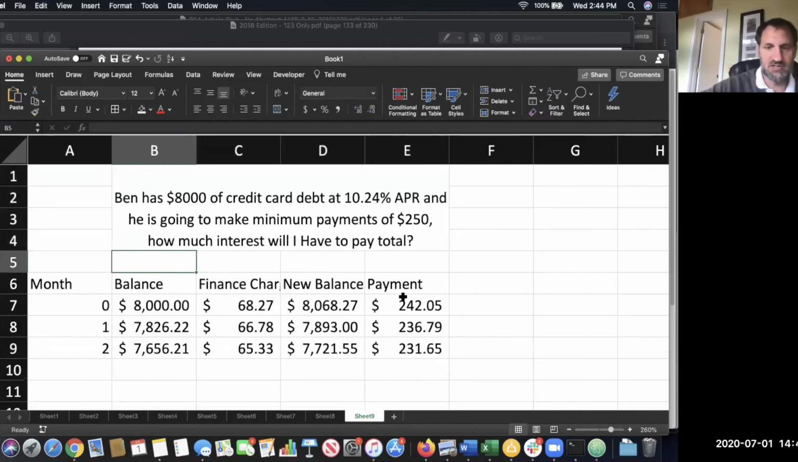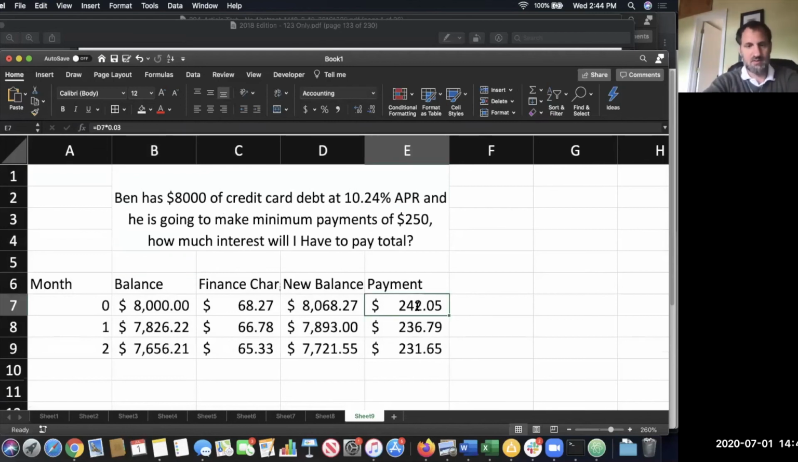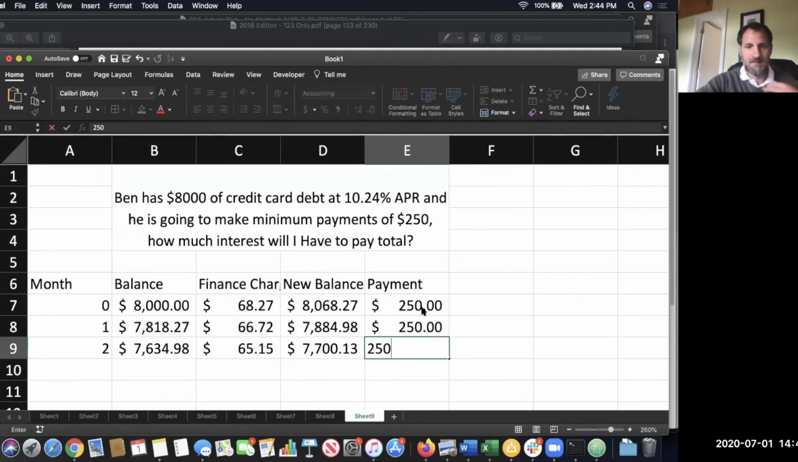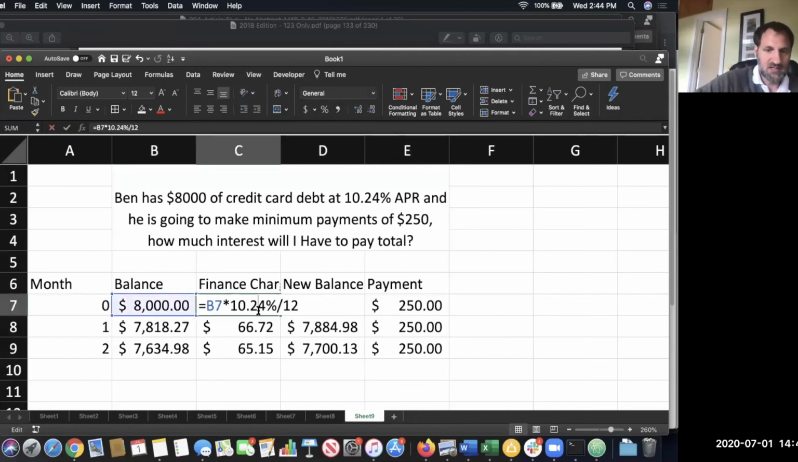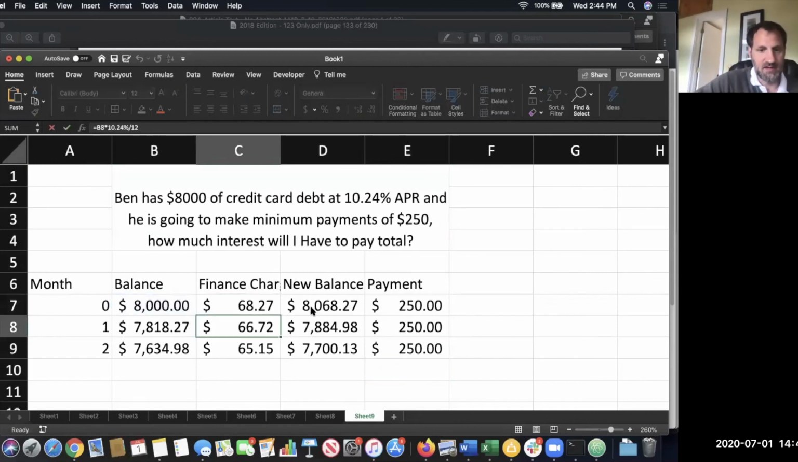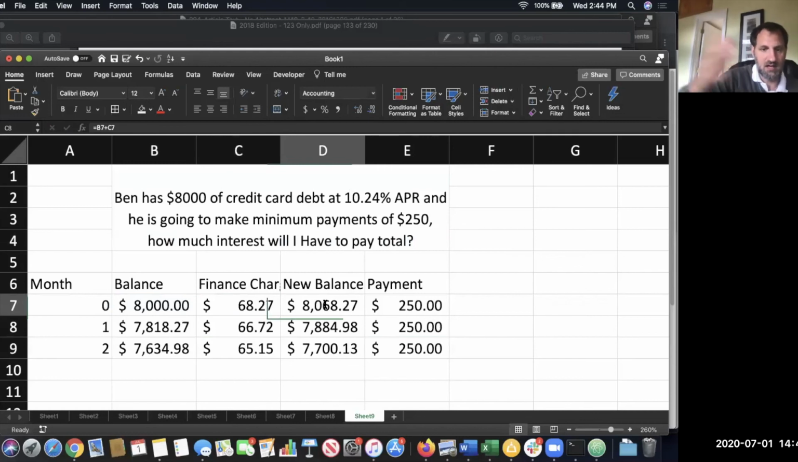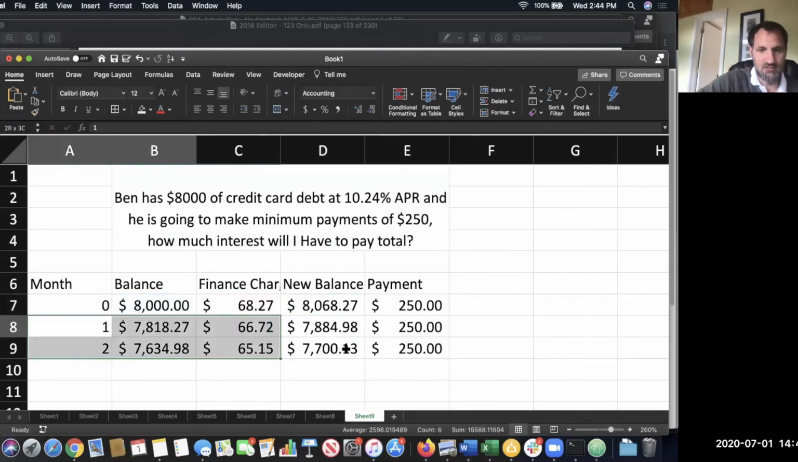Okay, so to answer this question, this is not a test question. This is a real life question. You would not ever be asked to do this in a test. I'm making my payments $250. The rest of it can stay the same because it's based on the finance charge and adding up the balance in the finance charge. So all that's staying the same. And all I have to do now is run it out.